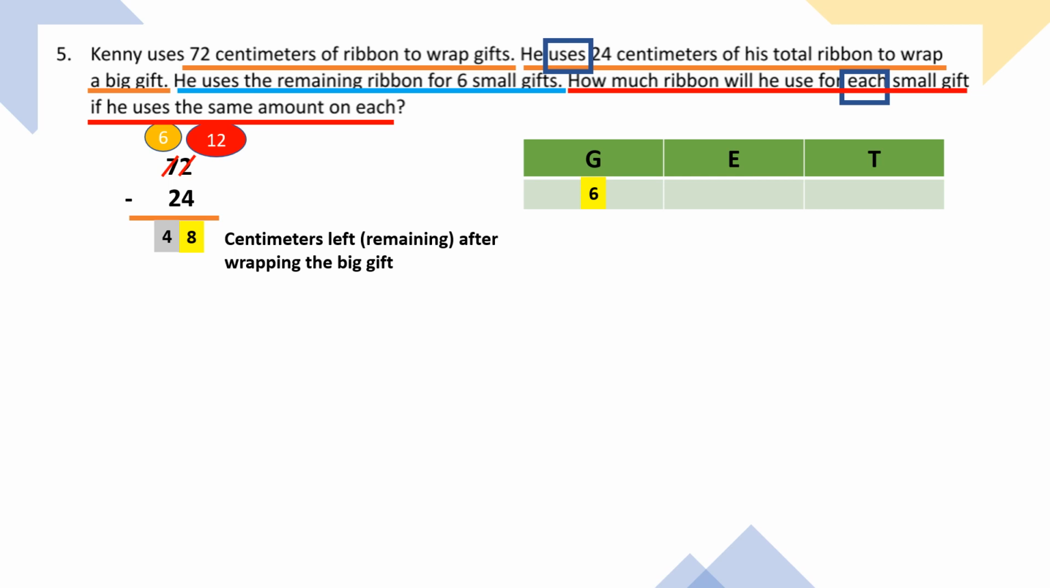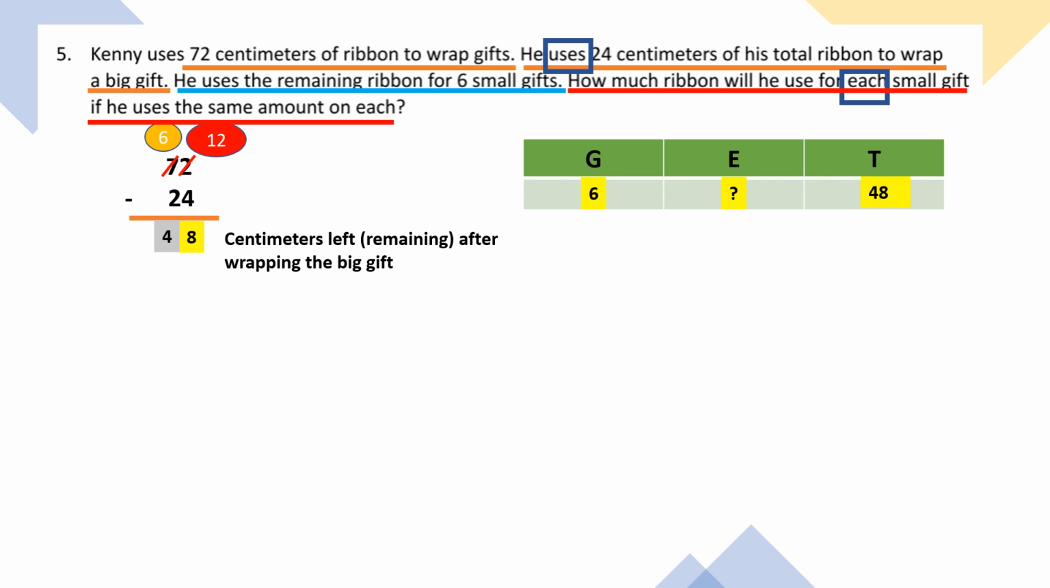Now they ask me, how much is he going to use on each? Which means I don't know my each, but I do know that he has a total of 48 centimeters. So I'm going to write 48 under total and a question mark under each because I don't know.